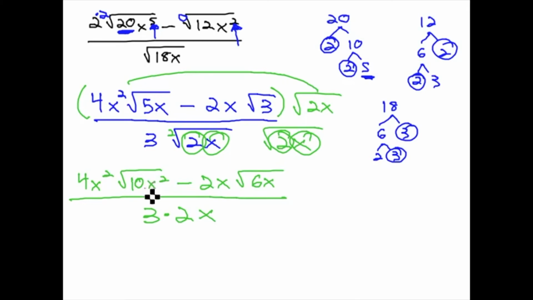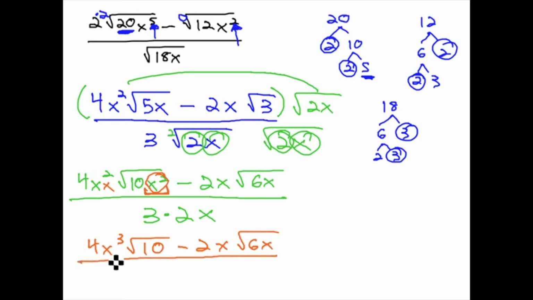A little simplifying. The square root of x squared, divide that exponent by the index. We're going to pull the x out completely. That's going to give us 4x cubed, square root of 10, minus 2x, square root of 6x, all over 3 times 2x is 6x. So we've done two things so far. We simplified the radicals. Then we rationalized the denominator by multiplying by root 2x.